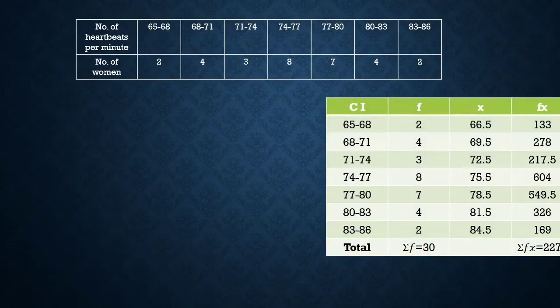So writing our frequency distribution table, class intervals in the first column and frequencies in the second column, which they have given in our data table. So finding the summation of frequencies, summation of f is 30. Class mark: add and divide by 2. So class marks have also been calculated. For the first class interval it is 66.5 and so on up to 84.5 for the last class interval. So to find fx, multiply f and x, that is 2 into 66.5, 133, and so on.